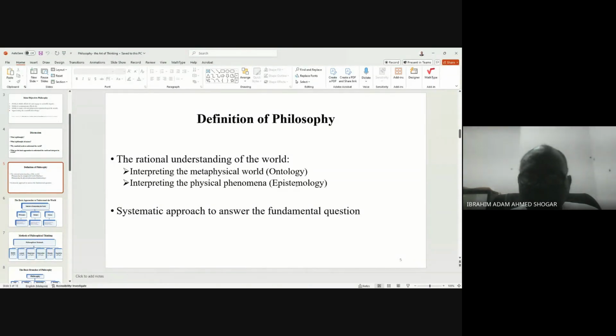Of course, we interpret the world into two areas, ontology and epistemology. The third meaning here: philosophy is a systematic approach to answer the fundamental questions. Systematic, may you underline it. And then fundamental questions. It should be with S. Questions, not question. Brother, maybe you remove the full screen because this one, you put S there, just correct.